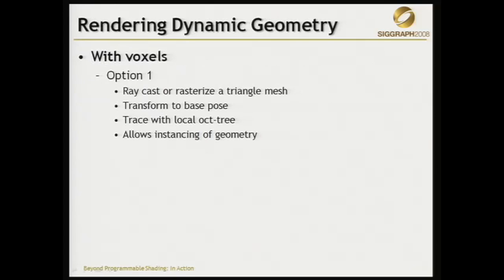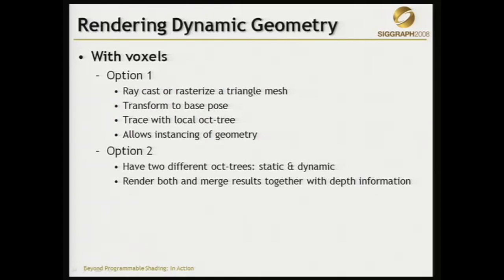So how do you render dynamic geometry using raycasting? There are at least 2 ways of doing this. I'm sure there's more. You could raycast against or rasterize a coarse triangle mesh, then transform the raycasting back to the original base mesh where you would then collide with its local octree, which would also enable the instancing of geometry. Alternatively, you could also dynamically generate an entire side octree every frame, which is separate from the main octree, render the scene twice, and then merge the results.